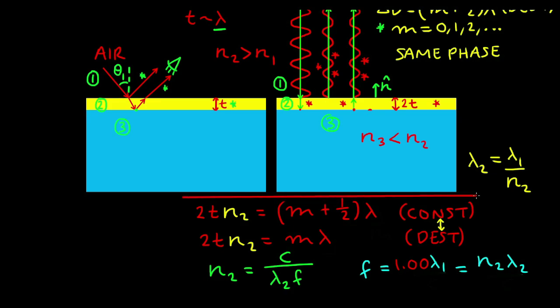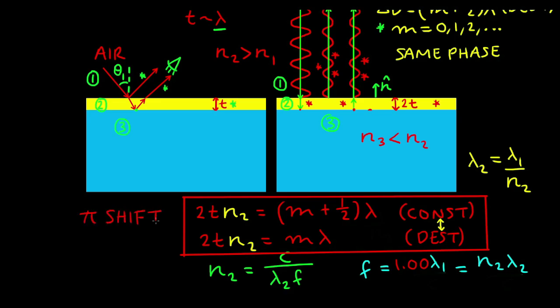So these are our equations for constructive and destructive interference for our thin film interference problem. So remember that in this case, one of the reflected waves was pi shifted, so the waves were out of phase. But if there was no pi shift between the two waves, then the second equation would give constructive interference, and the first equation would give destructive interference. And we'll get some practice in applying these equations.